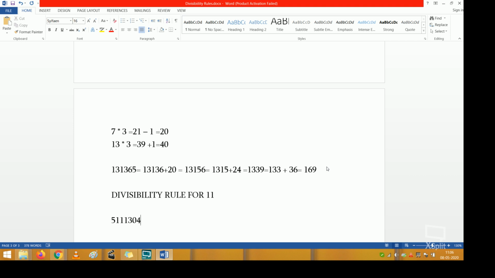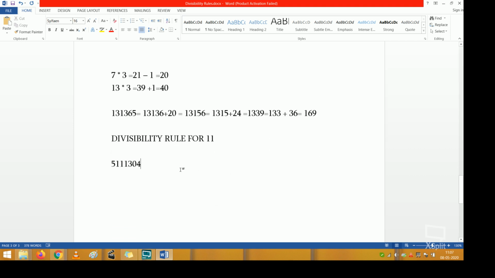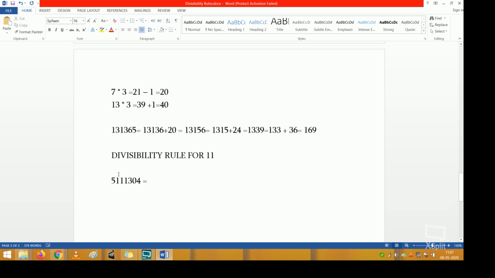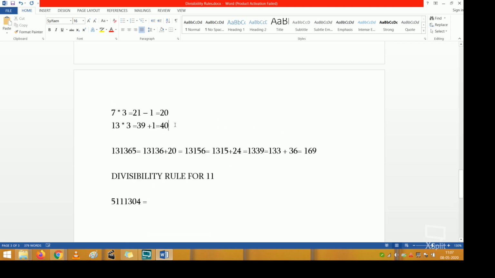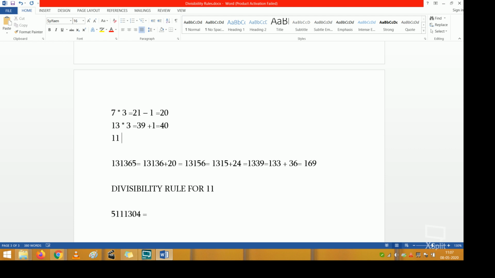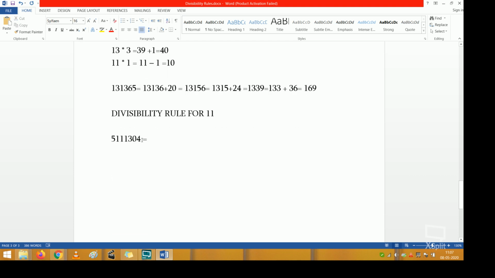Okay, now guys, for this to work, you can use this method. Okay, and then you can write it like this: 11 into 1 is equal to 11 minus 1 is equal to 10. So you can use this method and then apply the formula. So take one digit, multiply it by 1 and then subtract. Okay, but I think if the number is large, I think it is better to use the other method that we know.